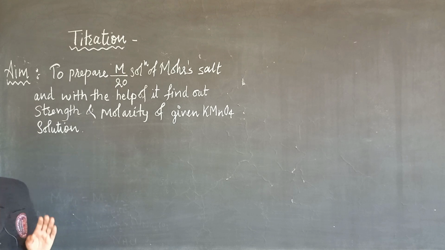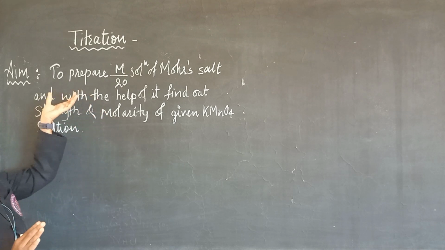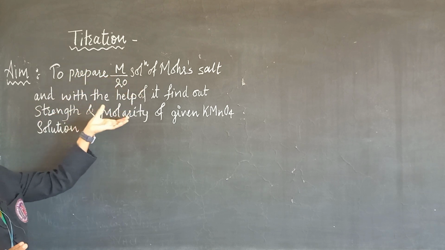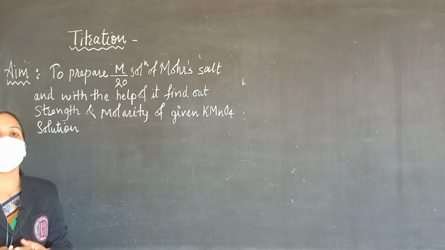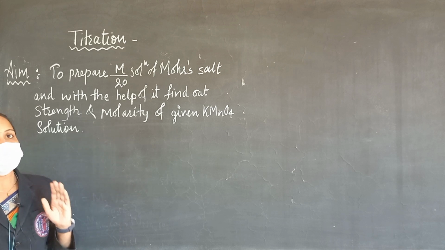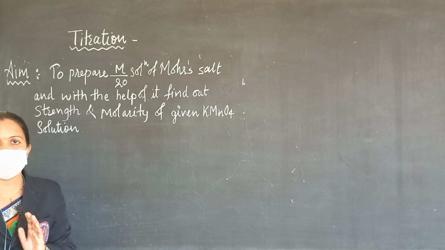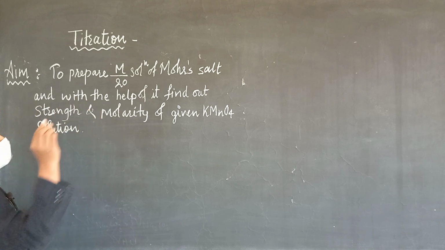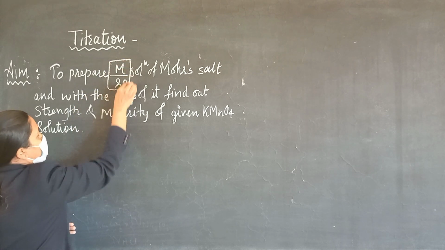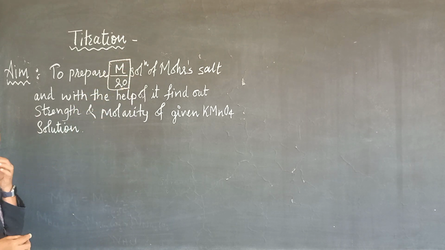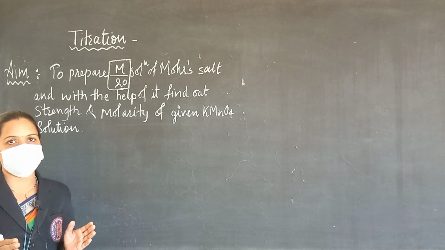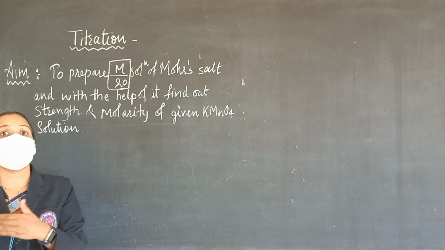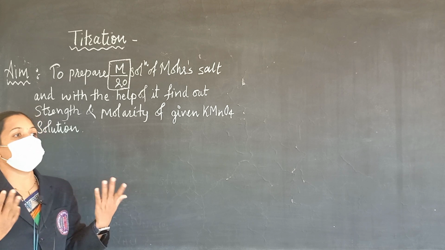So for calculating this, as it is given M by 20. Students, in exam they can give you a different molarity based on internal or external choice. The molarity which is given in the exam, only that molarity you have to use for the calculation part. Here it is given M by 20, but they may give you M by 30, M by 25, M by 45 or M by 50.